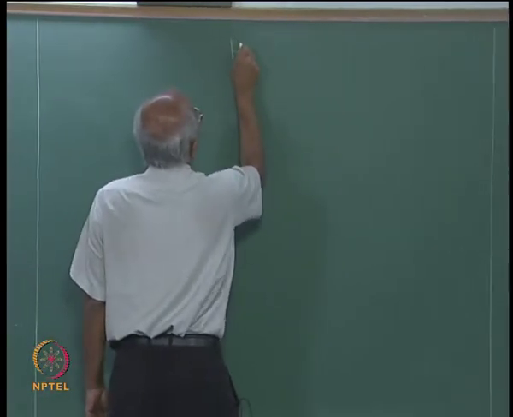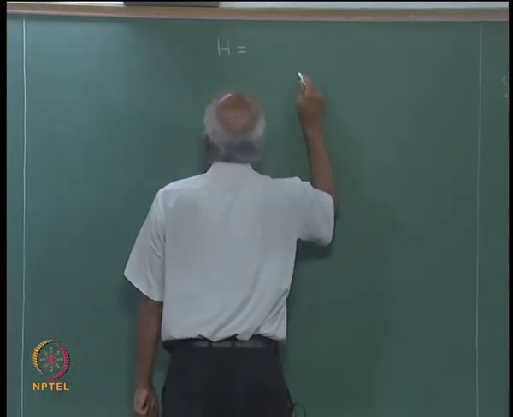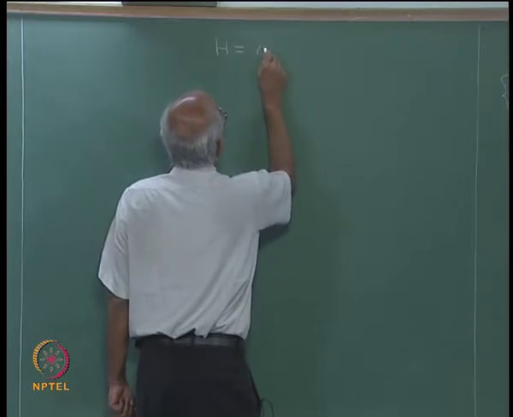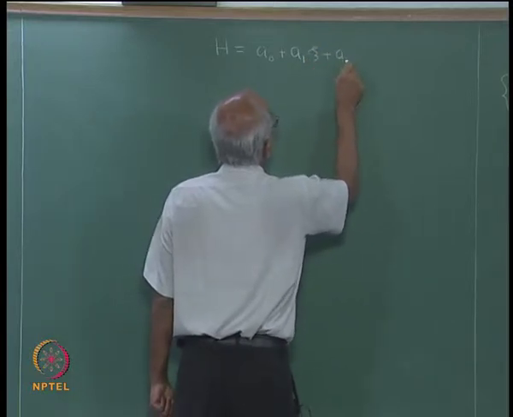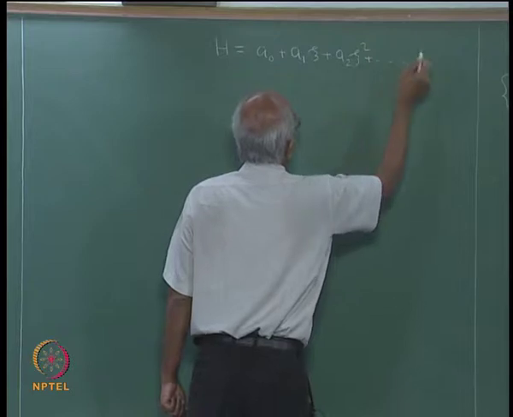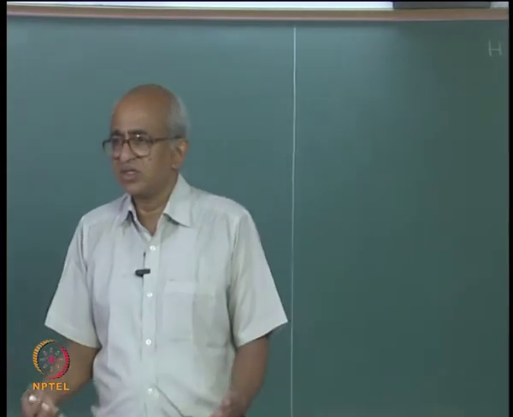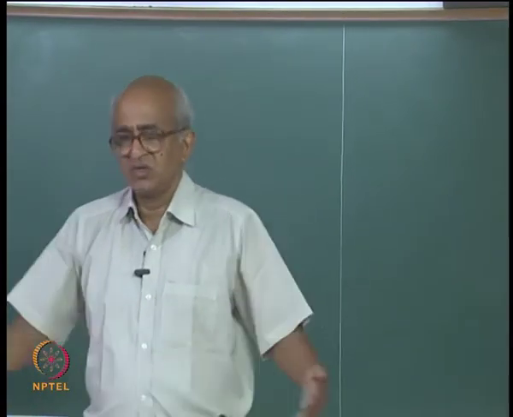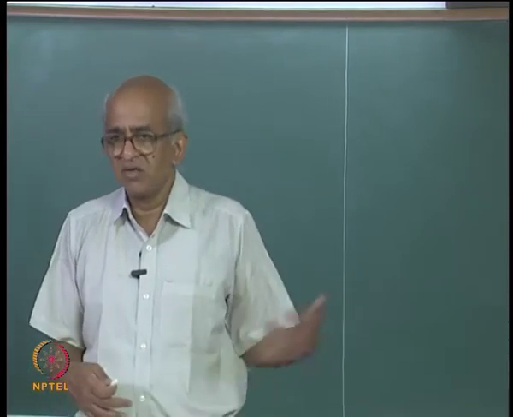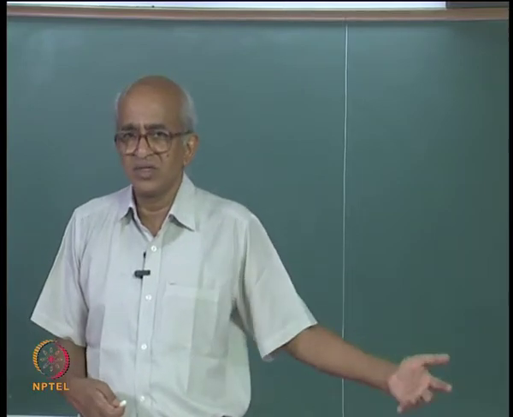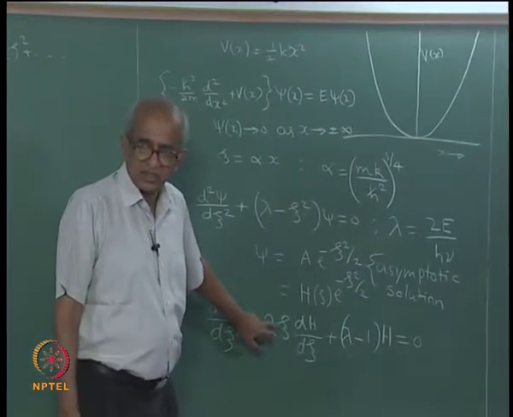Let me write it like this. I am going to assume that h may be written as some a0 plus a1 c plus a2 c square plus etc. up to infinity, where a0, a1, a2, a3 these are constants. Okay, I just assume a solution which is a series, and what I will do is I will try to adjust the values of the constants a0, a1, a2, a3 etc. in such a fashion that h is going to satisfy this equation.